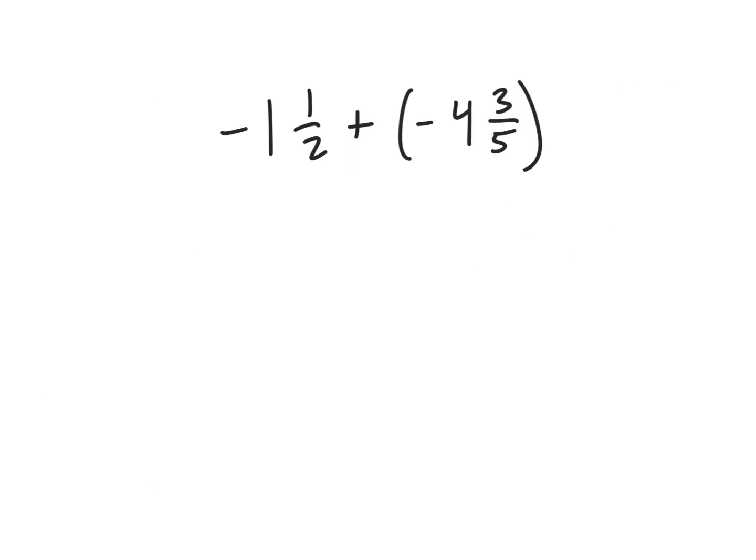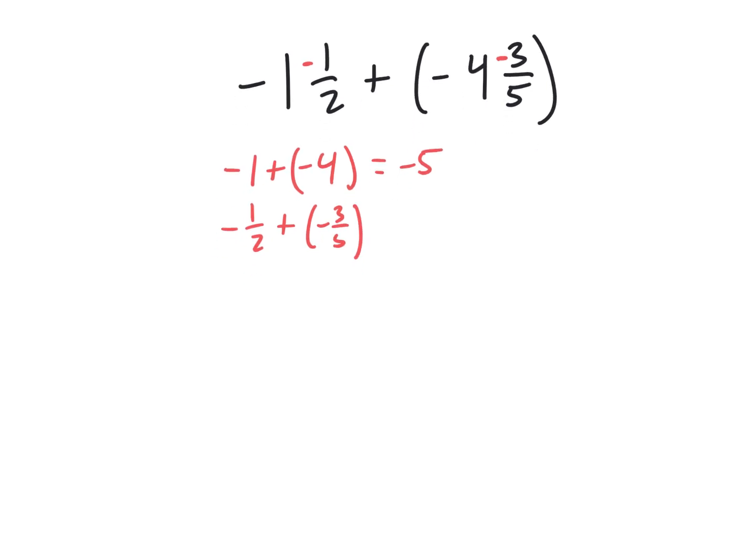Our final example today is negative 1 1/2 plus negative 4 3/5. And just like I've started with the other ones, I'm going to start by adding together my whole number parts and my fractional parts. Remembering that each of these fractions, because the mixed number is negative, also means that the fraction is negative. So I'm going to do negative 1 plus negative 4, and that will give me negative 5. And then I'm going to do negative 1/2 plus negative 3/5.